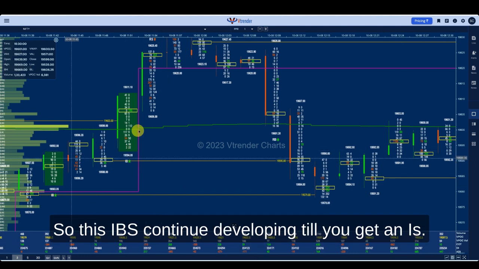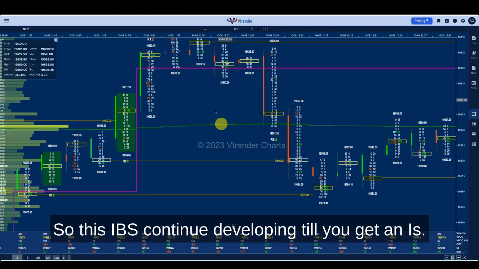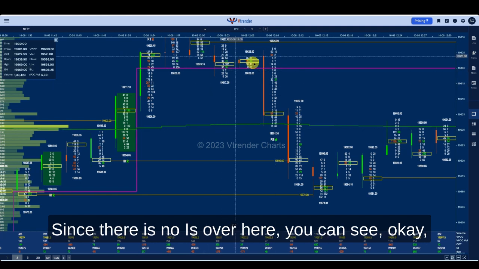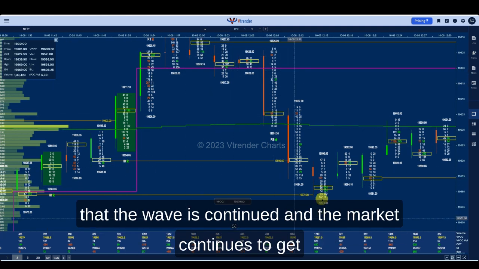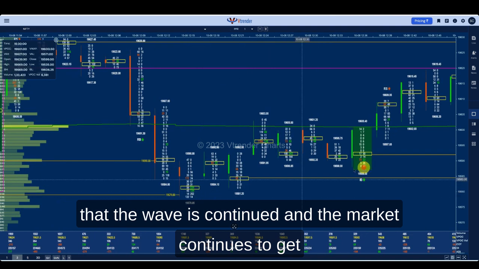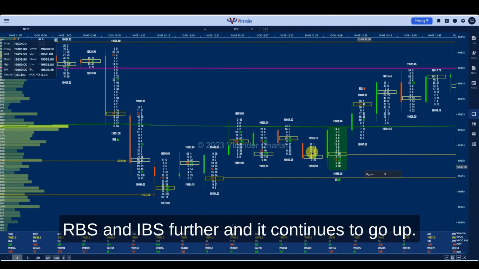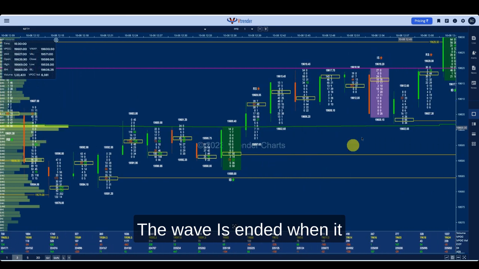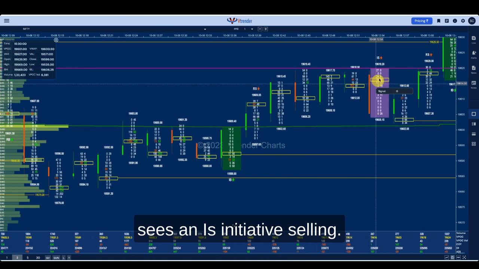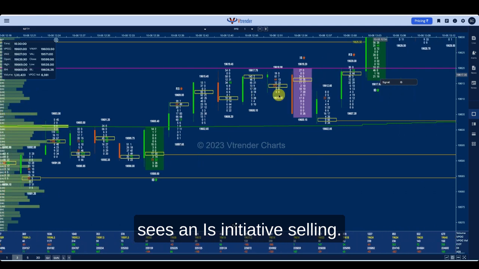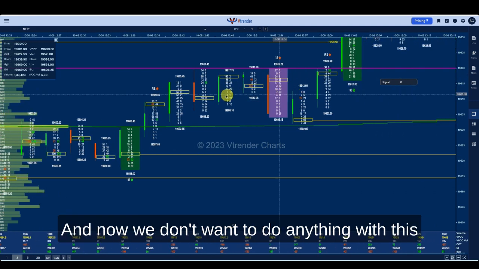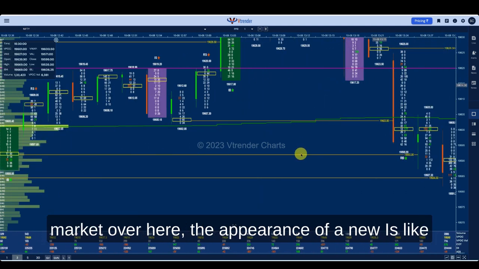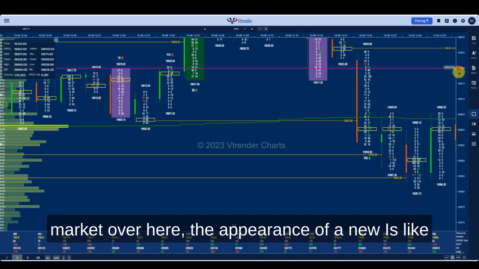So this IB continues developing till you get an IS. Since there is no IS over here, you can see that the wave is continuing and the market continues to get RBs and IBs further, and it continues to go up. The wave is ended when it sees an IS, initiative selling, and now we don't want to do anything with this market over here.